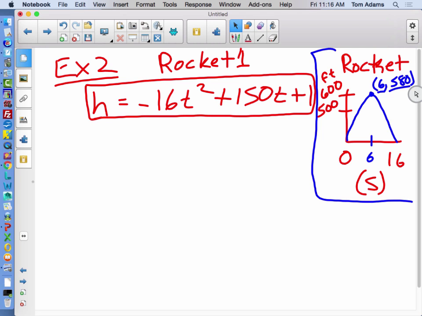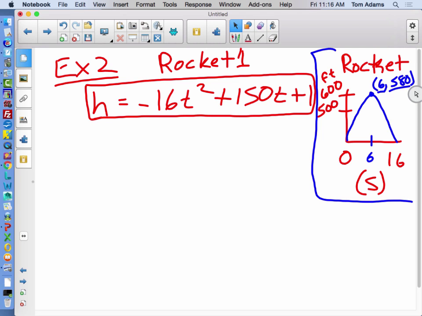And so what we need to do is figure out the maximum height. Now, what do you notice about the maximum height? When you think about the graph, it's the vertex. Yeah, it's the vertex, right?